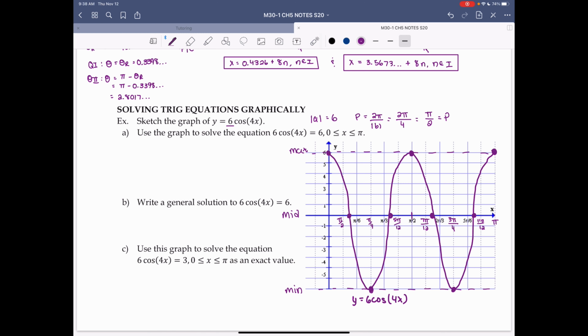Part A: use the graph to solve the equation 6 cos 4x equals 6 for x between 0 and pi. When is our function equal to 6? That would be here when x equals 0, here when x is pi over 2, and here when x is pi.